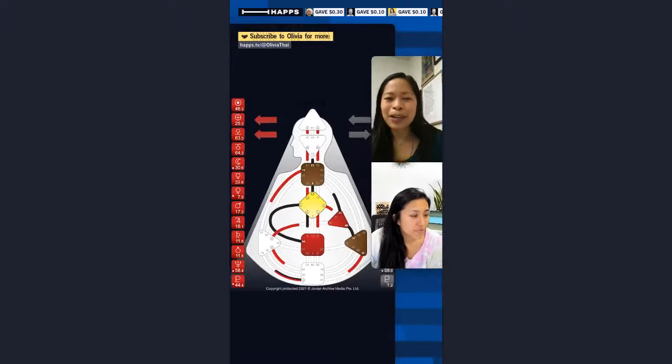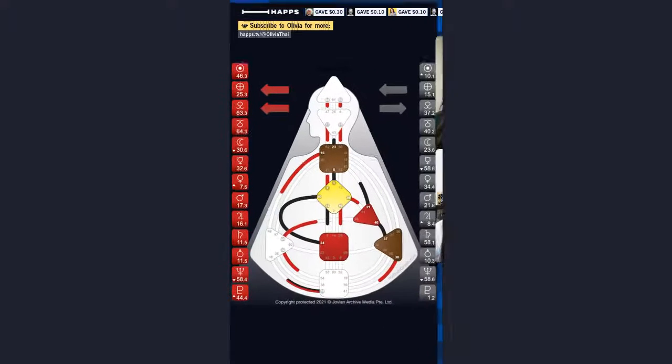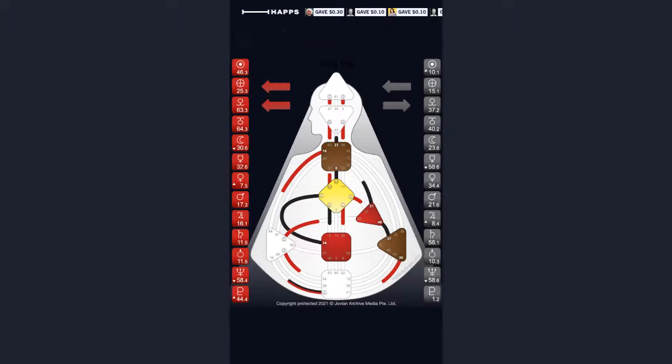So the upper right number, the black number, that's your personality sun. I think yours is a 10.1. So that's where the one comes from in your profile, and that is conscious energy, just a little bit of background. And on the left in red, that's your design sun. I see 46.3, right? So that's where the three comes from in your profile. That is more unconscious energy.